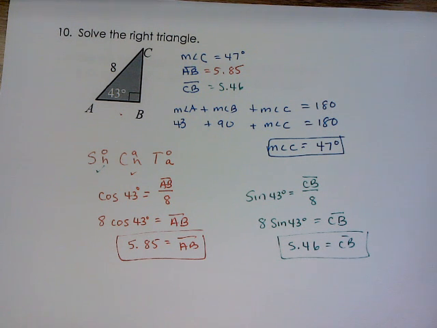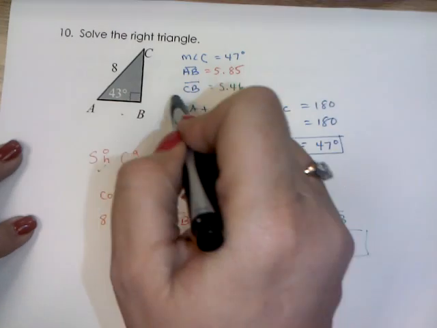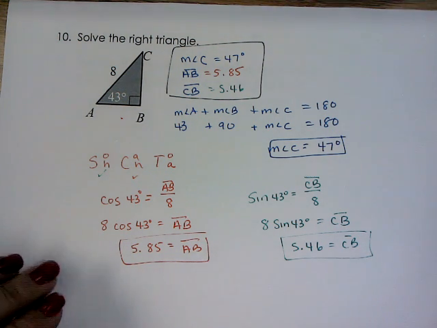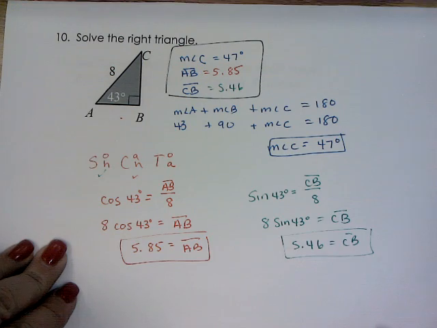So solving the right triangle, when you're solving the triangle, the right triangle, you're finding the missing sides and you're finding the missing angles. On our test, we will have one that has missing sides and angles.